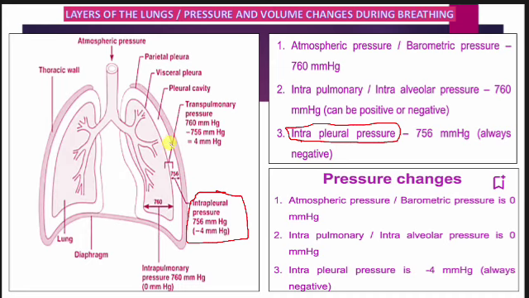Where is the pleural cavity? Between what? Between the visceral pleura and the parietal what? Pleura. Okay, so this cavity here, this space here, all of this space is the pleural cavity, and the pressure that is inside the pleural cavity is known as the intrapleural what? Pressure. Good. The normal value of intrapleural pressure is 756 millimeters of what? Mercury. 756 millimeters of mercury.